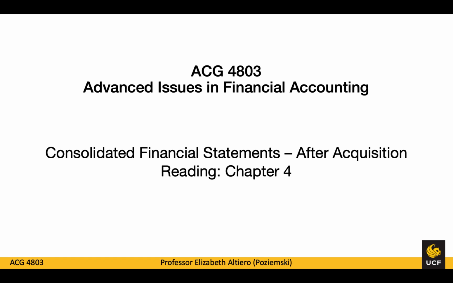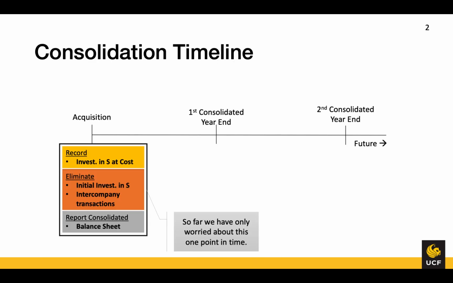In this video, we will be discussing consolidated financial statements after the date of acquisition. Up until this point, we've dealt only with the date of acquisition, or the date in which the parent company gains effective control of our subsidiary. On that date, we recorded the investment in S at cost on the parent's general ledger, and then we learned to do our eliminating entries to eliminate our initial investment in S against our subsidiary equity accounts, as well as any intercompany transactions. We then prepared our eliminations or consolidations worksheet in which we prepared our first balance sheet.